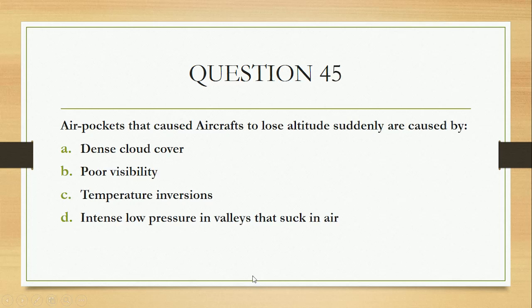Next question is, air pockets that caused aircrafts to lose altitude suddenly are caused by, option A, dense cloud cover, option B, poor visibility, option C, temperature inversions, or option D, intense low pressure in valleys that suck in air. And the correct option is option C, temperature inversions.